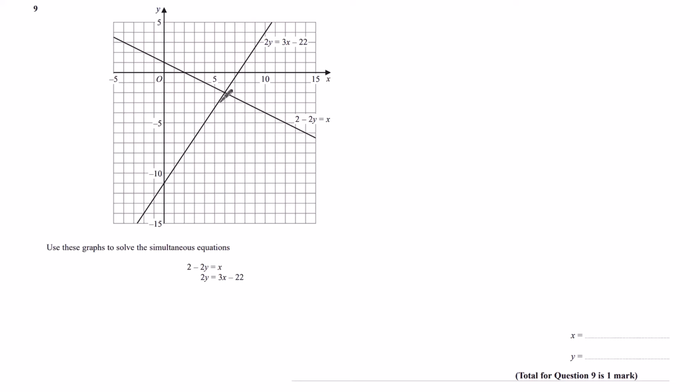And so I need to read off this coordinate here, and so along the x-axis I count up to 6, and the y-axis we go down to -2. And so the coordinate of this point is (6, -2), which means the solutions to my simultaneous equations are x is equal to 6 and y is equal to -2.